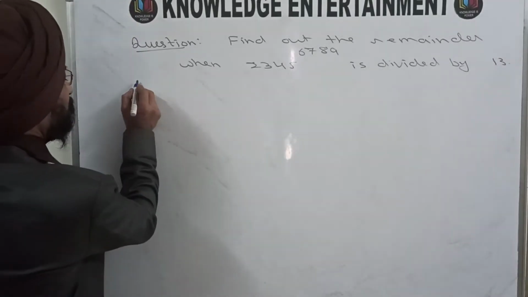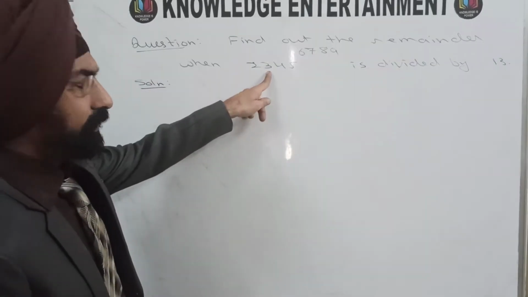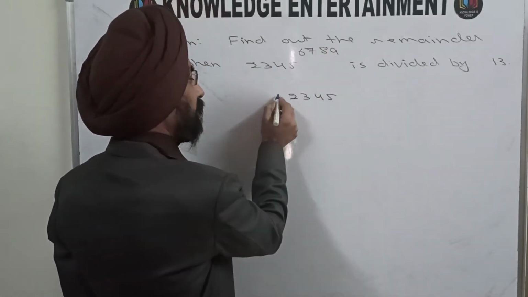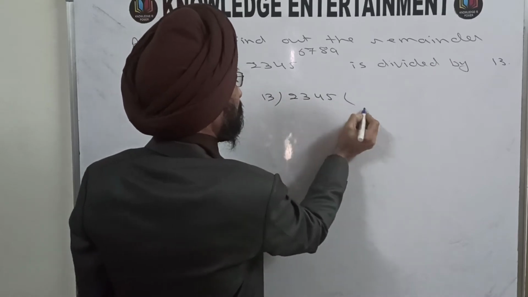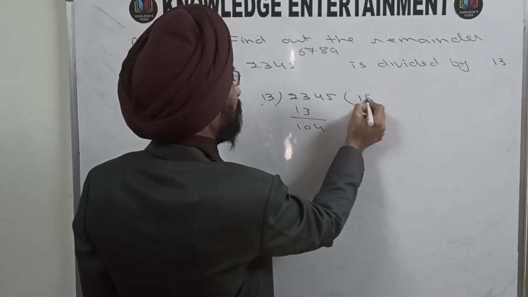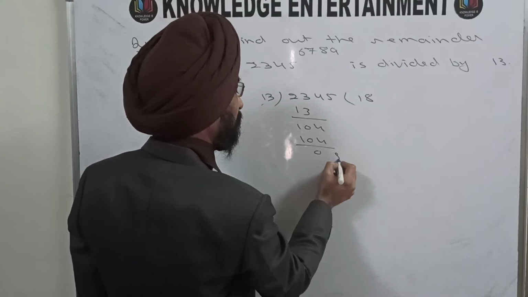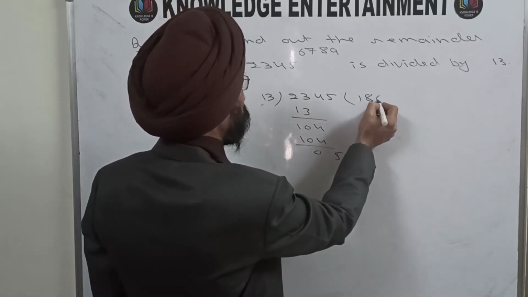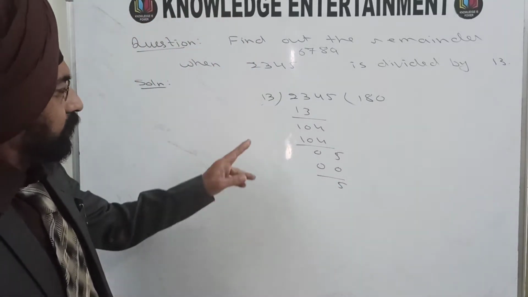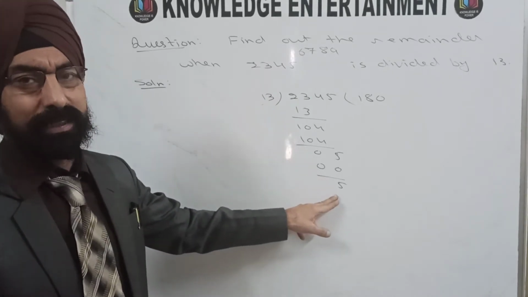So first of all, to find the solution, what you have to do, divide this 2345, that means the base of the number, by this 13. Dividing, you will get 1 here, 13, then 104, then once again this is 8 I think, 104, and this will be cancelled, 05 will be taken here, no more division, so 0 and 0, 0, so 5 will be the remainder. When you divide this quantity by 13, you are getting 5 as remainder.